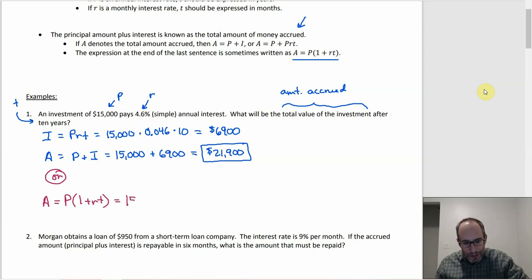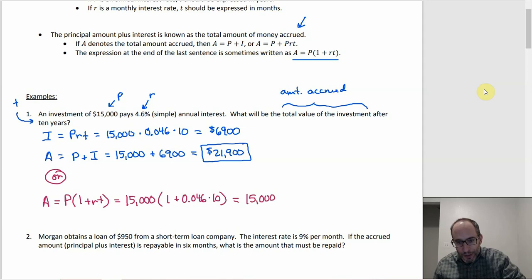You'd have 15,000 times 1 plus 0.046 times 10. So inside the parentheses, that simplifies to 1.46, right? You multiply the 0.046 times 10, you get 0.46. Add that to 1, it's 1.46. So this ends up being 15,000 times 1.46. And you do get the same thing. You'll get the 21,900.